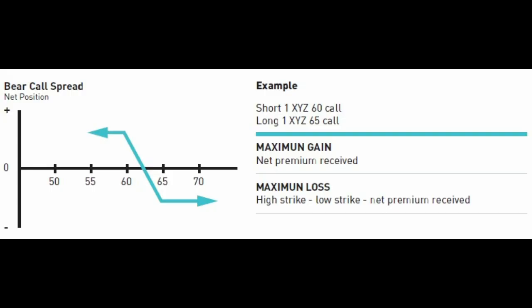The call credit spread, also called a bear call spread, involves selling a call option at a lower strike price and buying another call option at a higher strike price. This strategy is bearish, and profits when the stock price decreases. The further out call was purchased to stop the trader from missing out on share appreciation past a certain point.